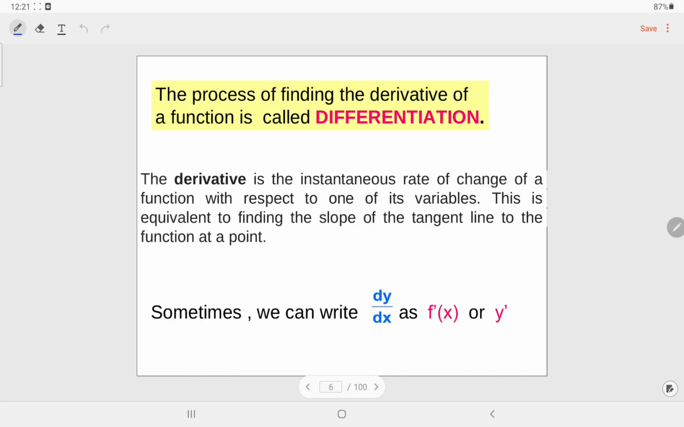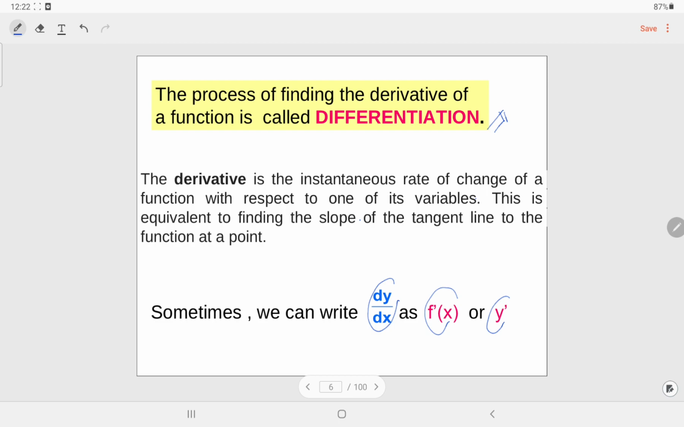The process of finding the derivative of a function we call differentiation. The derivative is the instantaneous rate of change of a function with respect to one of its variables. This is equivalent to finding the slope of the tangent line to the function at a point A. Sometimes we can write dy over dx, f prime x, or y prime.